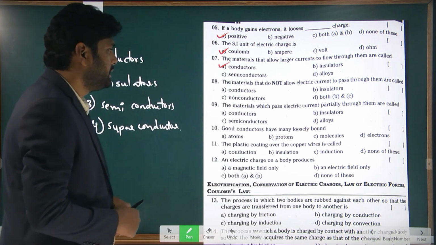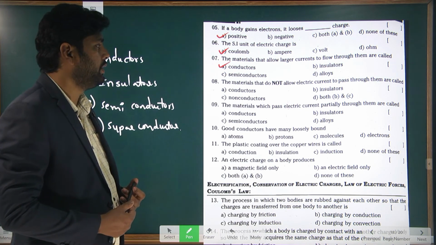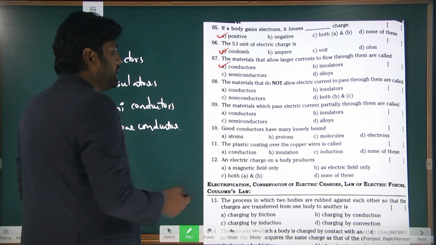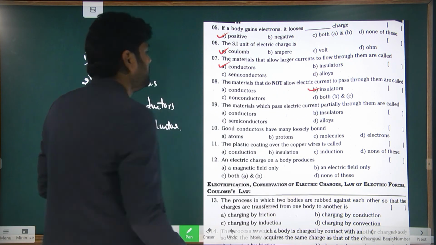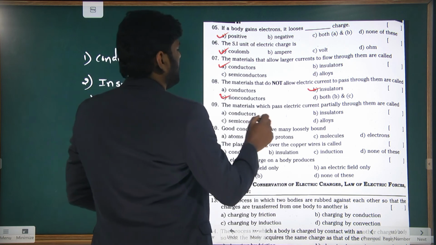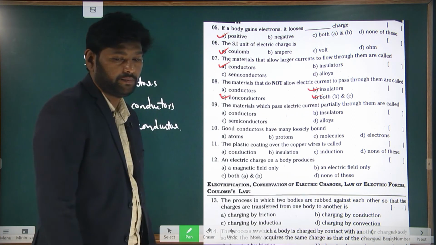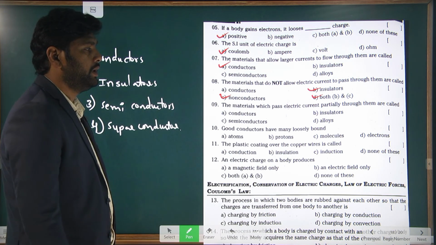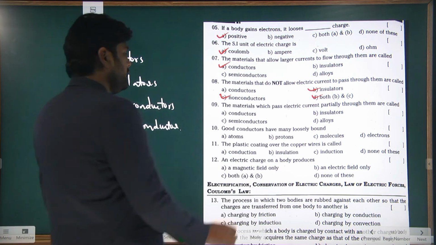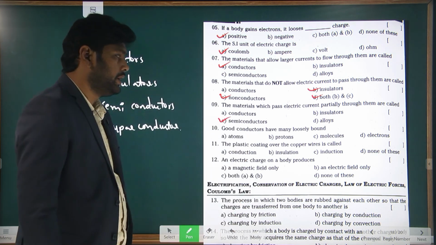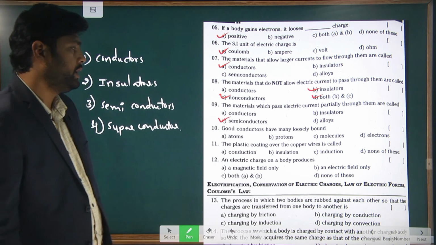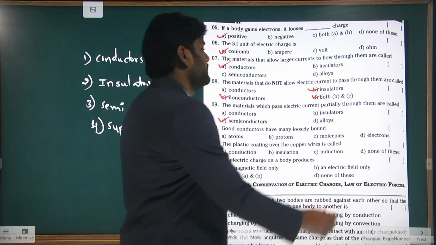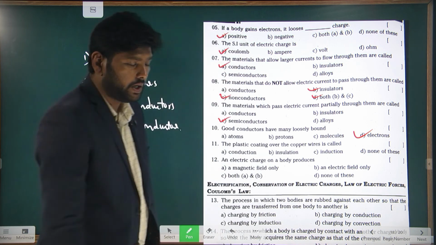First option. The materials that do not allow electric current to pass through them are called insulators. Insulators, you can even call non-conductor. So D option will come. Next, the materials which pass electric current partially through them are called semiconductors. Good conductors have many loosely bound electrons. The answer is electrons.